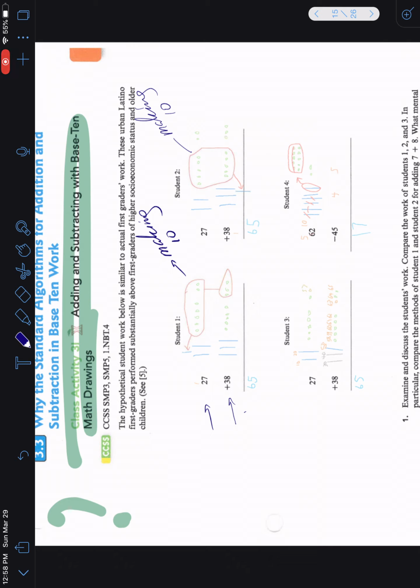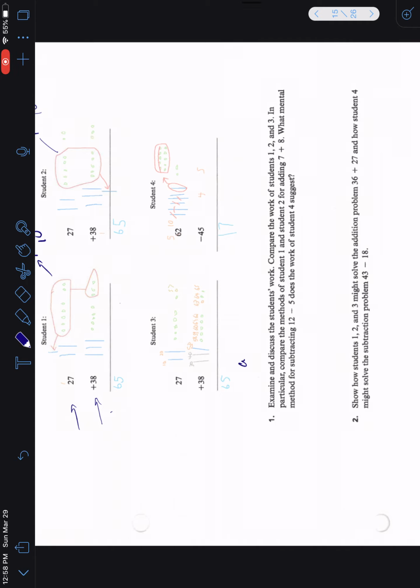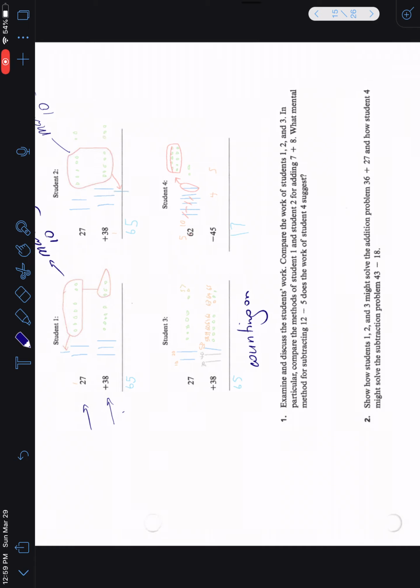Then for student 3, now look at what student 3 is doing. Student 3 modeled 27 and 38 quite well, but then they're counting up. They're counting 10, 20, 30, 40, 50, 55, 56, 57, and then counting the others, 58, 59, 60, 61, 62, 63, 64, 65. So they're not making 10 at all. They're counting on by ones, in a fairly concrete way, without the abstraction of making 10.